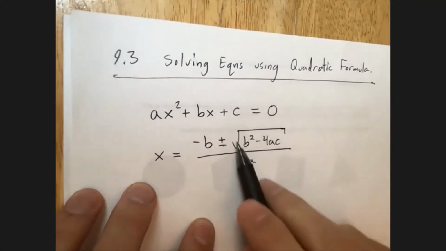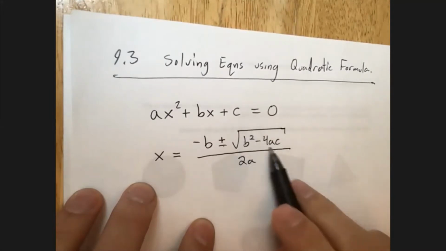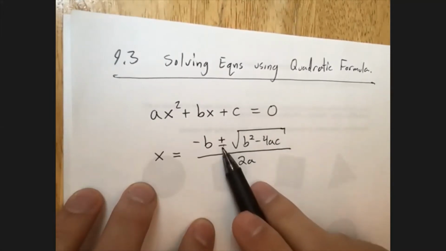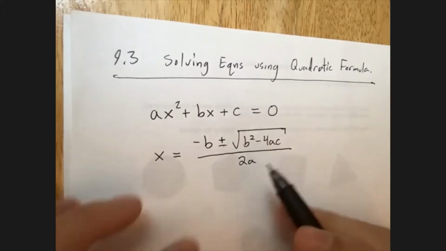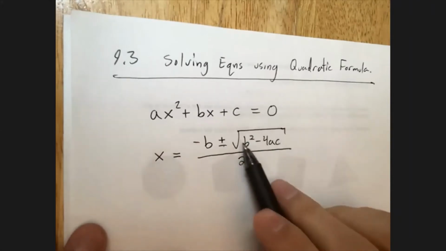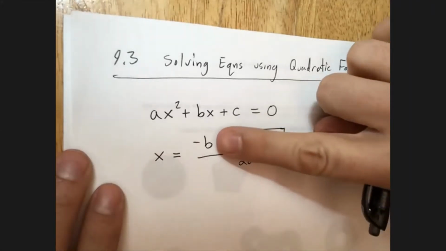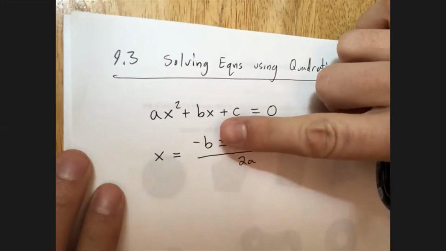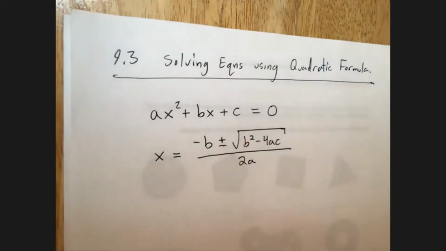If this stuff is not 0, right, then you're going to be adding or subtracting this number. When you add it, you get one solution. When you subtract it, you get another solution. Of course, if this is 0, you're adding or subtracting nothing, so you actually only have one solution. So there's a possibility of one or two solutions when you use the quadratic formula.